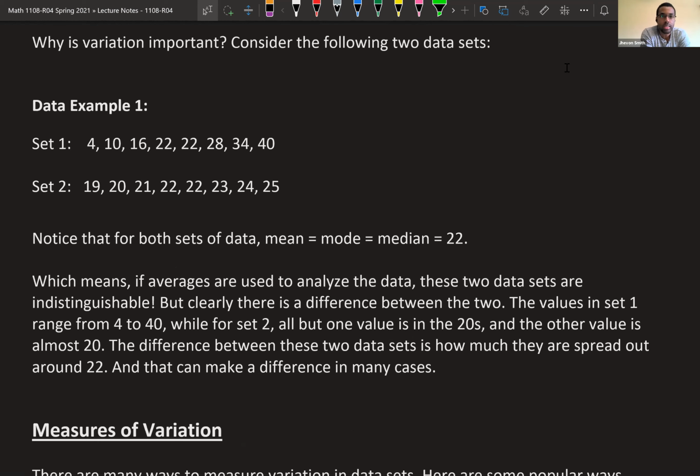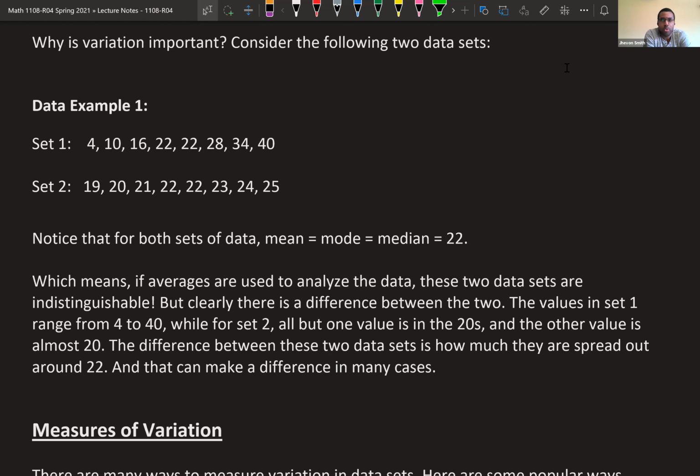We have two data sets: 4, 10, 16, 22, 22, 28, 34, 40. We have another data set: 19, 20, 21, 22, 22, 23, 24, 25. Now, if you were to calculate the median, the mean, and the mode of these two data sets, you would get 22 for both of them, which means in terms of the averages that we looked at last time, these two data sets are indistinguishable. We can't tell the difference between the two, which is obviously a problem because there should be a clear difference between these two data sets, right?